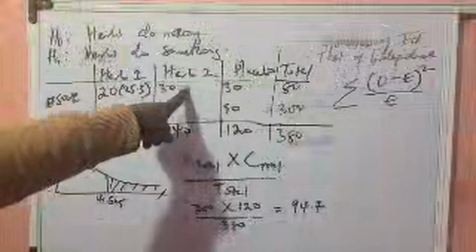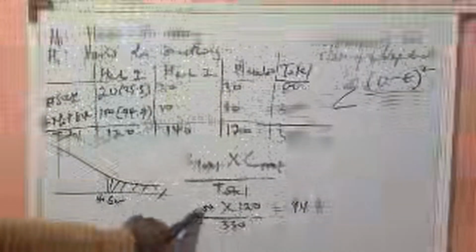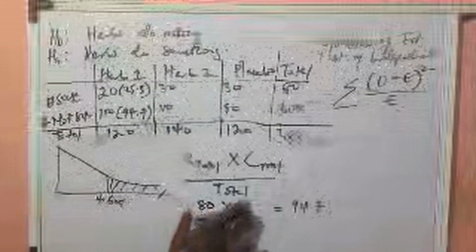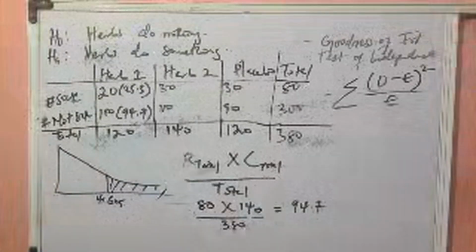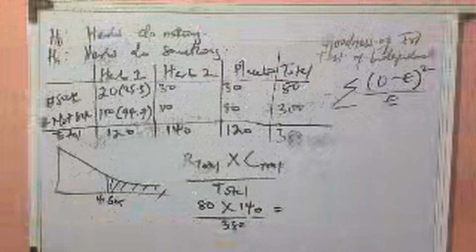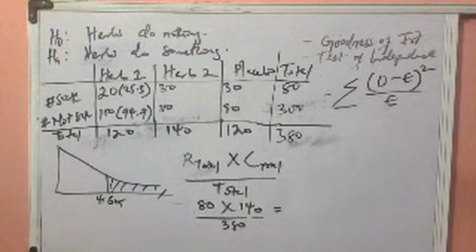So for me to find the expected value for 30, I go to the row total here. Row total here is 80. And I go on to the column total. Column total is 140. That will be 80 multiplied by 140 divided by 380. So you tell me what you got there when you put this on the calculator. I believe you got 29.4.